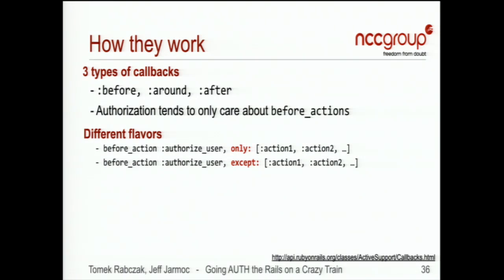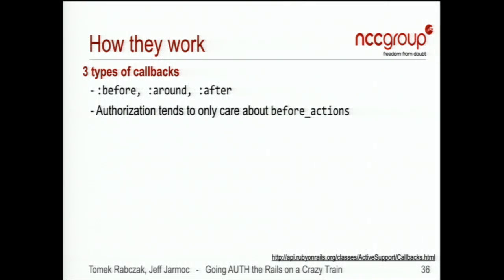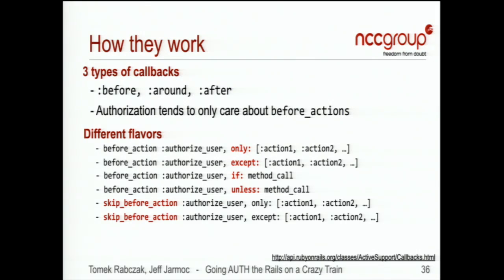You're going to see this in a few different flavors. These are some of the most common, and as we go down this list, they get less common. You can give it flags to say only specific actions, or except. You can say if or unless, so you can give it a method to call, and if that returns true or false, then the before action will get run. You can also say skip before action.